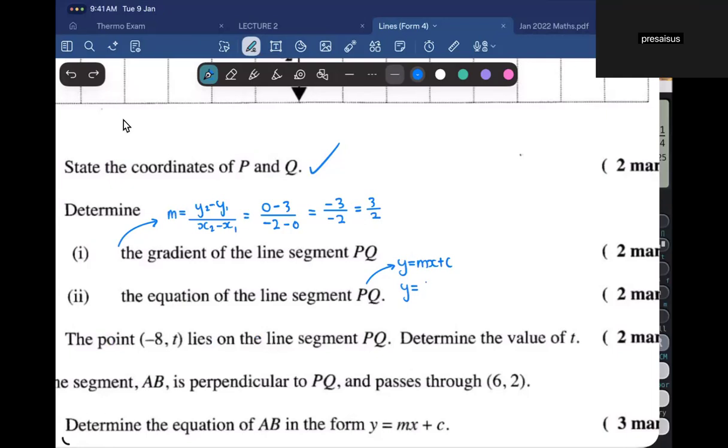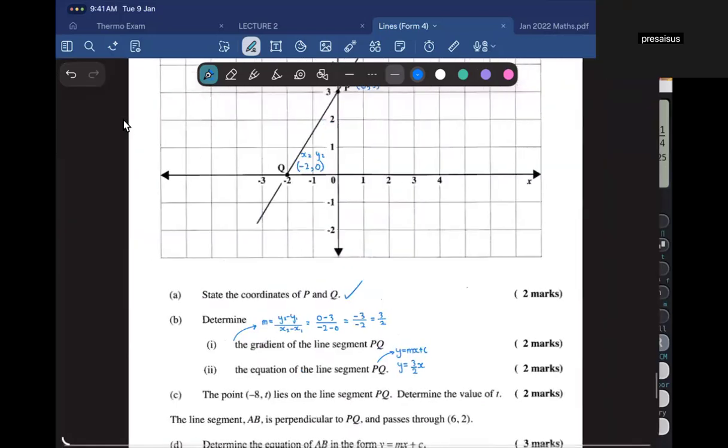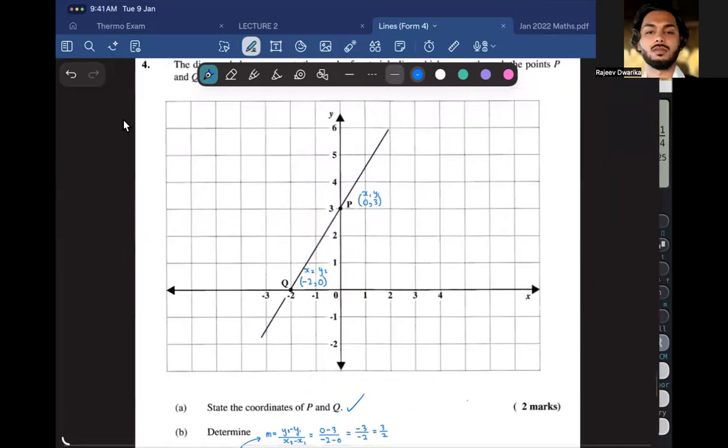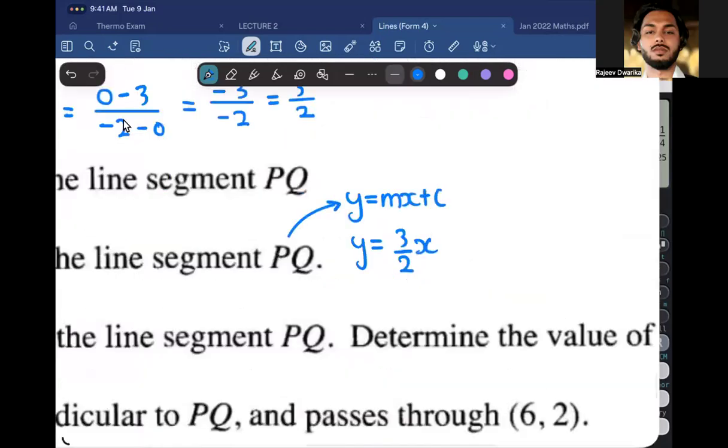Wait, take your time. Be very careful. So, Perseus, we know that m is the gradient, and we know that the gradient is 3 over 2. So I'm going to replace m with 3 over 2. You okay, right? Yes, sir. I'm going to write x. Do we know what c is? What is c? 3. Yeah. So y is equal to 3 over 2x plus 3.